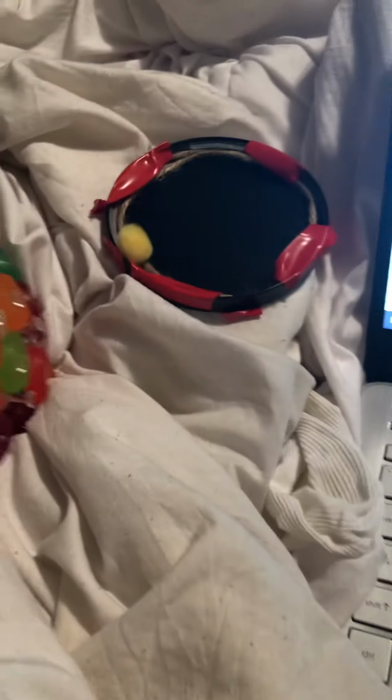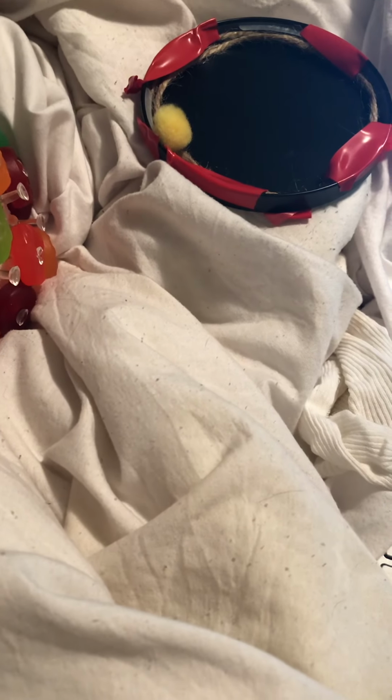And then these two right here are my virus and my models. This is the big model, and then that's the interior model, just to show the difference.